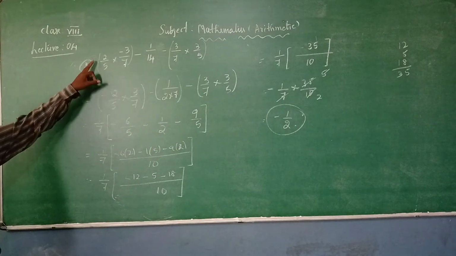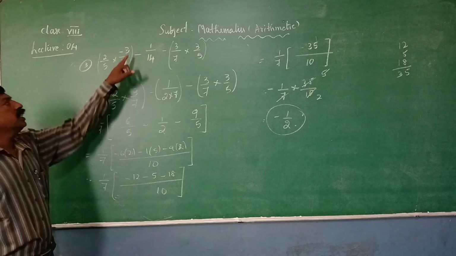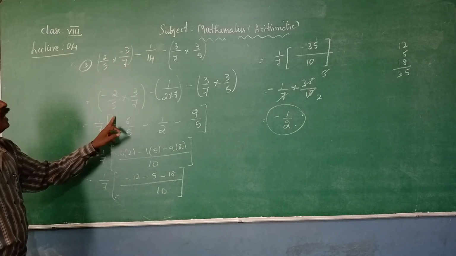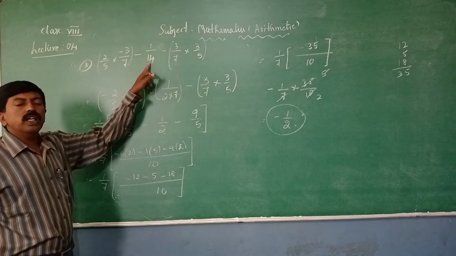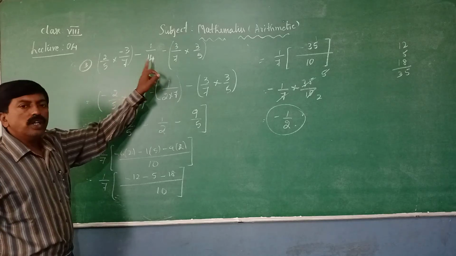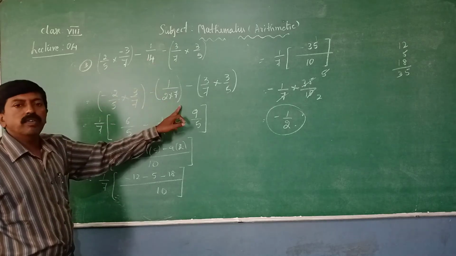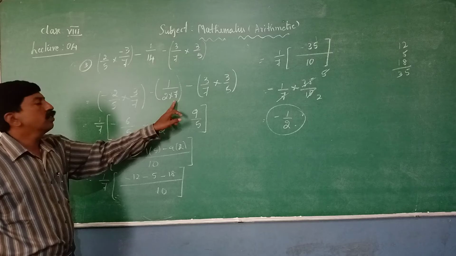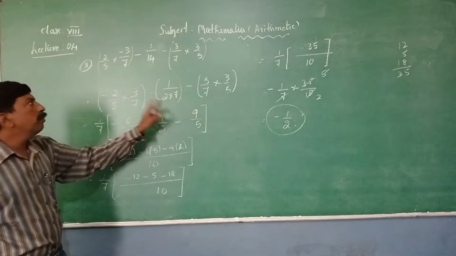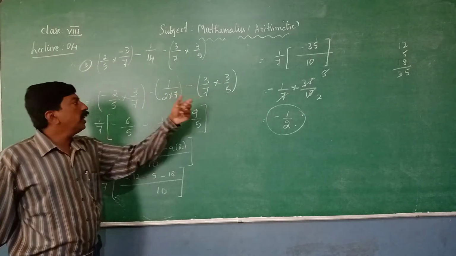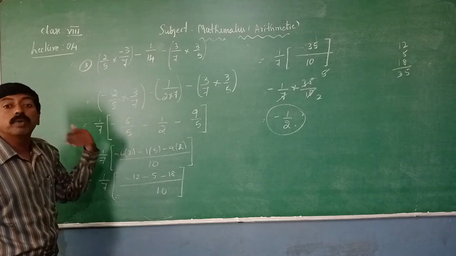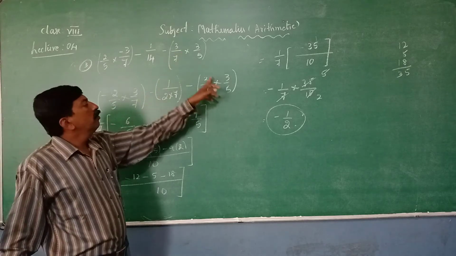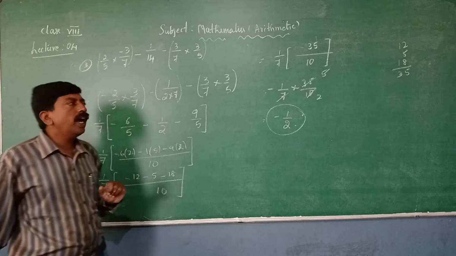Once again, 2 by 5 into minus 3 by 7. So you can write as it is. 1 by 14 can be written as 1 by 2 into 7, because 7 2s are 14. By observing the question we can recognize 1 by 7 is a common factor. So 3 by 7 into 3 by 5 as it is.